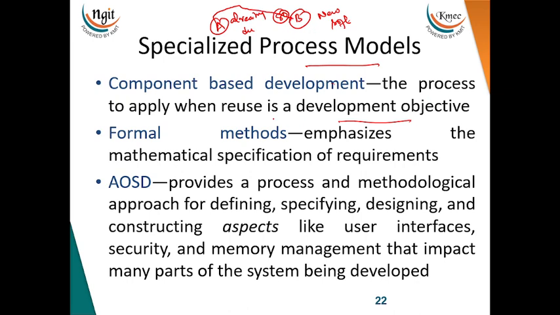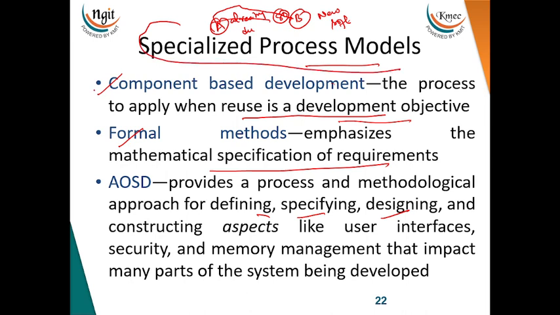So what does it mean? The process applies reuse of adaptable objects. Whatever objects are available here, I'm going to use them. The component means I'm taking a part of it and I'm going to develop. Formal methods emphasize mathematical specification and requirements. There is one more. Then AOSD provides the process and methodological approach for defining, specifying, designing concerns like user interface, security, and measurement and everything. These are different specialized process models.